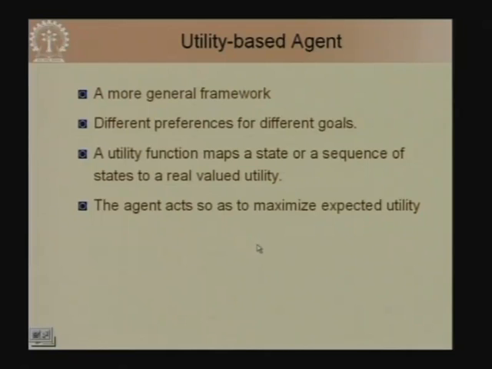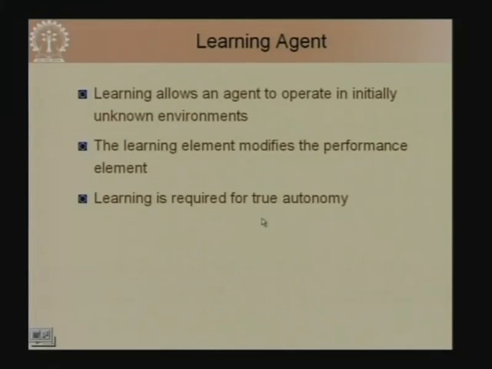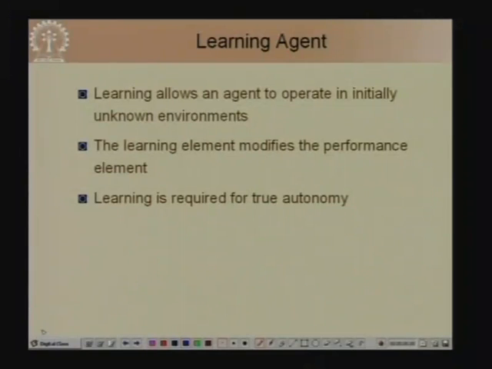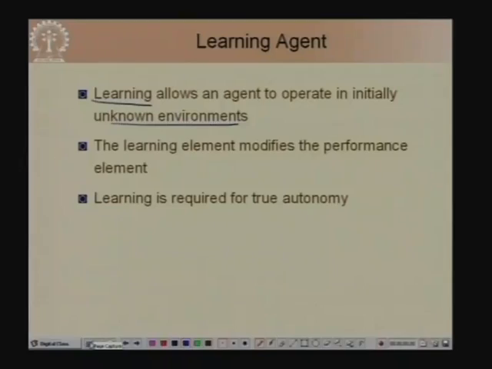And finally, and very importantly, we have learning agents. We have said that learning is an extremely important component of autonomy. An autonomous agent should have some learning built into it. Learning allows an agent to operate in unknown environment, and the learning element modifies the performance element, and learning is required for true autonomy. We will take up learning later in this course when we will look at several types of learning that can be carried on by agents.